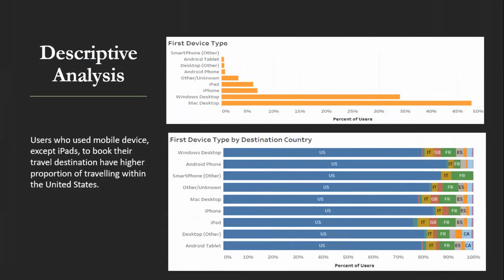And lastly, we'll talk about the first device used by the user that indicates the preferences. Desktop is more popular than mobile devices for new Airbnb users. However, there's another trend when we see it by destination country. Users who use mobile devices, except iPads, to book their travel destination have a higher proportion traveling to the United States.